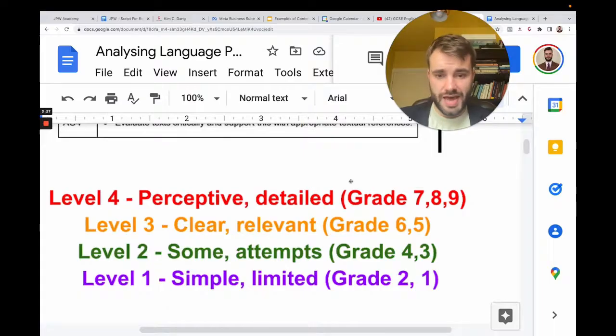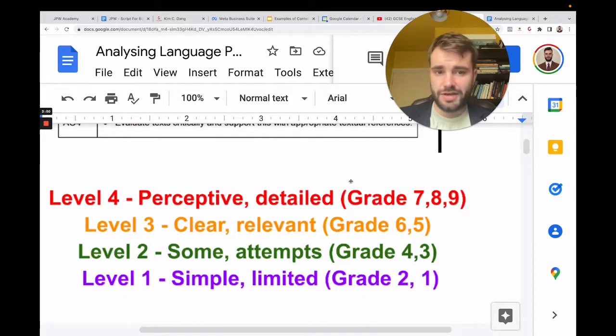Level 3 is okay, that's clear and relevant. You see, it's quite a low standard to actually reach to get to a grade 5. Clear and relevant just means that you've answered the question, that it made sense. That's all it means, right? It's not much. It's nothing amazing. Level 4 is perceptive and detailed. This is where you get actually to a high level that you should be aiming for, grade 7 or above.